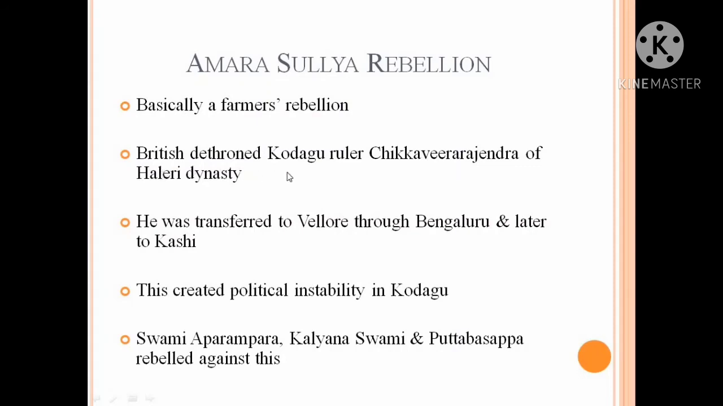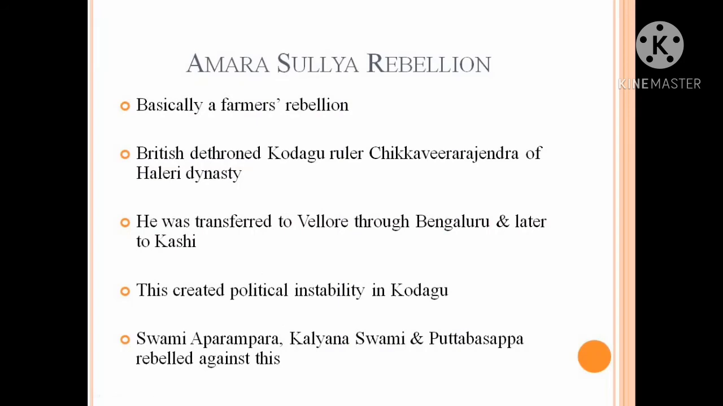And the British dethroned the Kodagu ruler Chikavira Rajendra of the Haleri dynasty. And he was transferred to Vellore through Bengaluru and later to Kashi. This created political instability in Kodagu. And there, Swami Aparampara, Kalyana Swami and Puttabasappa rebelled against this policy of the British.